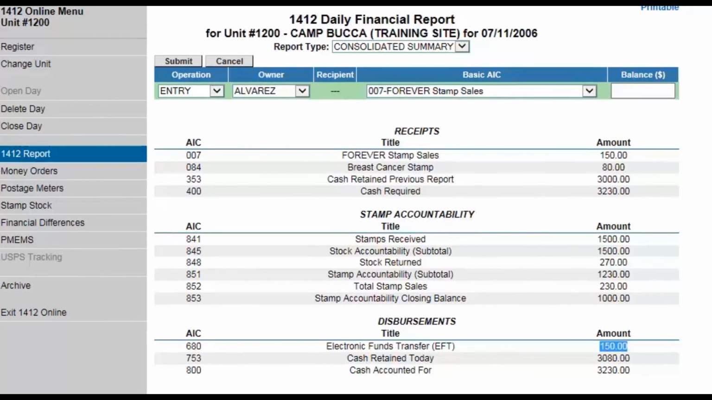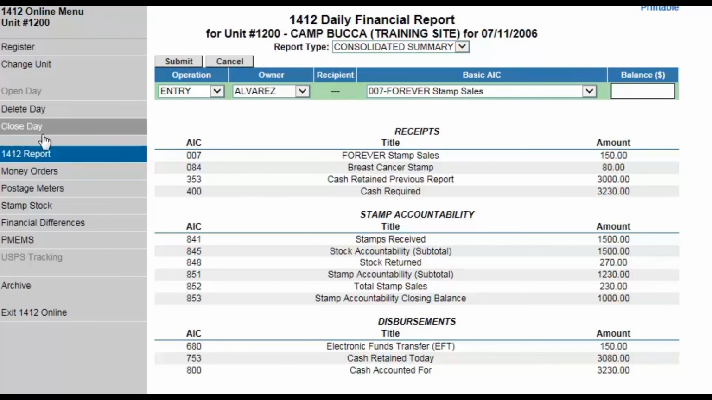To recap, today we learned how to accept stamp stock from a unit or from the SFS. We learned how to sell stamp stock. We learned how to return stamp stock. And we went over again allocating or dispersing the mechanism on which the funds were paid for or accounted for.